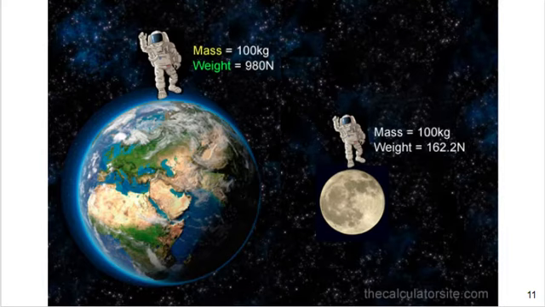So slide 11, we just have a picture of what's going to be happening if we move from the Earth to the moon. On Earth, our mass is 100 kilograms, and our weight is 980 newtons. And on the moon, our mass is the same at 100 kilograms, but our weight has decreased by a lot because there's not as much gravity on the moon. So again, weight can change, mass stays the same.